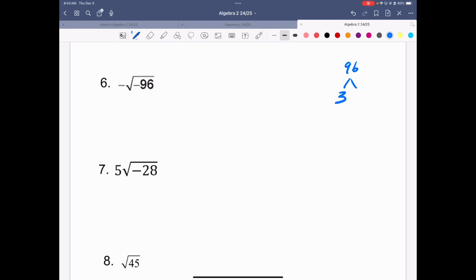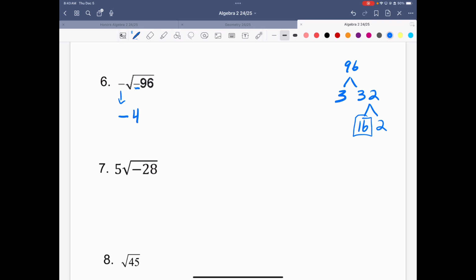It's 3 times 32. 32 is 16 times 2. Do I have to go any further? No, 16 is a perfect square. So what's the square root of 16? 4. I've got the negative, I have to bring that negative with. The square root of 16 is 4. It's negative. I know I have to have an i sitting there.